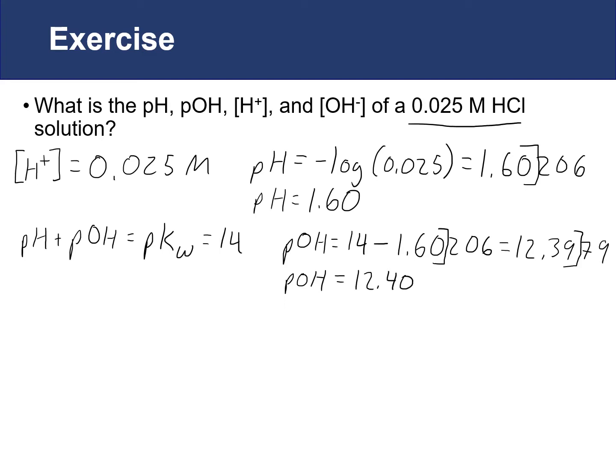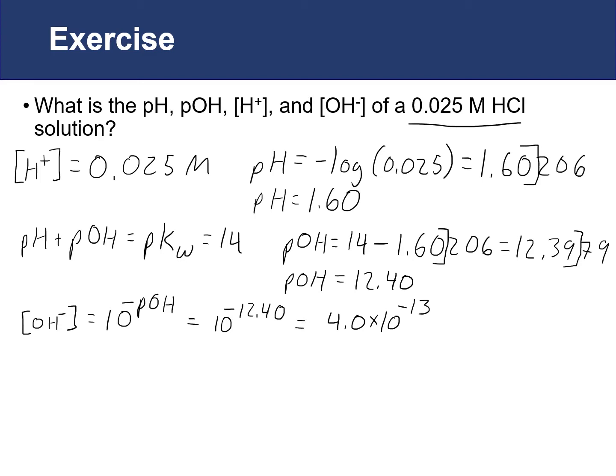12.40. Now the OH concentration we can find, our OH minus concentration, is equal to, we can take our pOH, 10 raised to the negative of the pOH will give us our OH minus concentration. So this would be equal to 10 to the negative 12.40. That will give us 4.0 times 10 to the negative 13th.